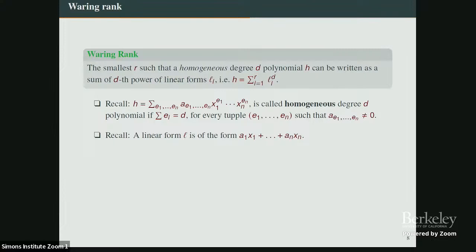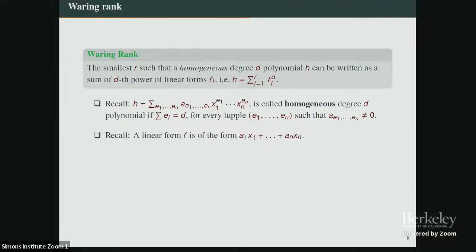Let's talk about only homogeneous polynomials. And what is a linear form? It is of degree exactly 1, so there are no constants allowed. Okay, and I want to write h as a sum of powers of linear forms. Now the minimum r for which I can write h as a sum of r powers of linear forms is called the Waring rank. It's sort of a measure on a polynomial.